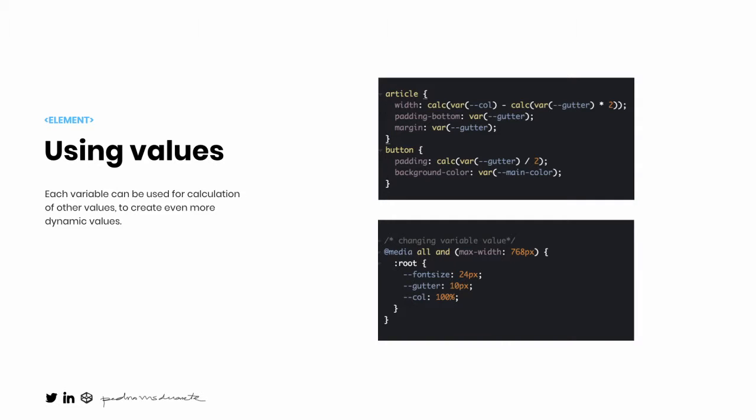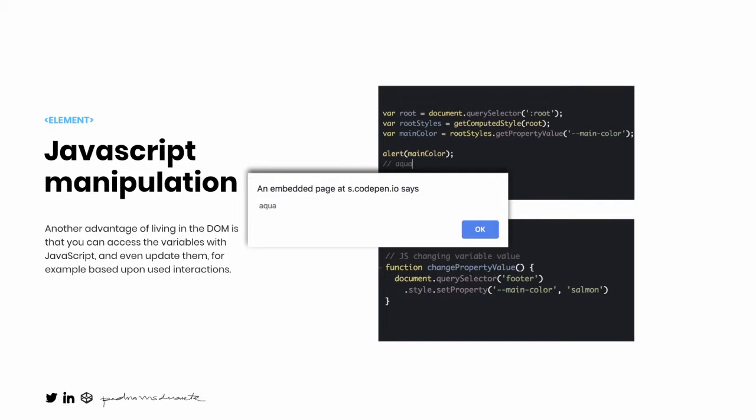And we can make those values even more dynamic, which means using the calc function we can mix an amount of values and CSS properties, doing it amazing. And here is where things get interesting about CSS custom properties. It's because they can be manipulated through JavaScript directly in the browser, right?